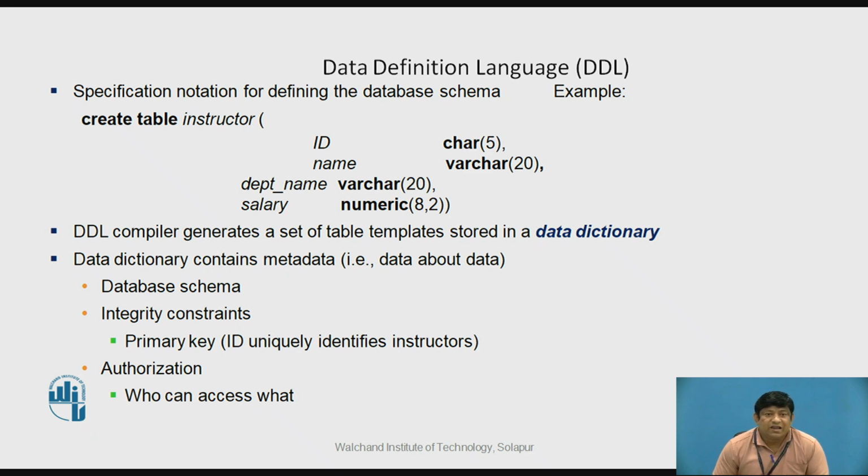Then the DDL compiler generates a set of tables stored in a data dictionary. The data dictionary contains metadata. Metadata is nothing but data about data. Database schema, integrity constraint, primary key, that is ID, uniquely identifies the instructor. Primary key is nothing but unique and cannot be null. Then authorization, who can access what.